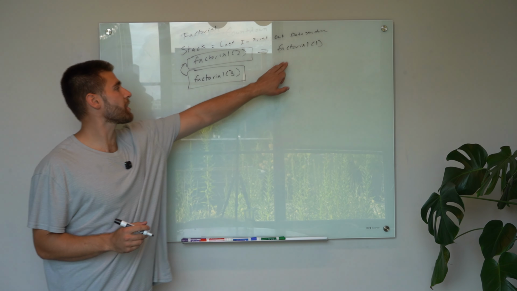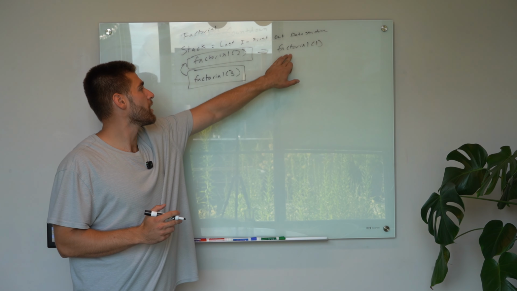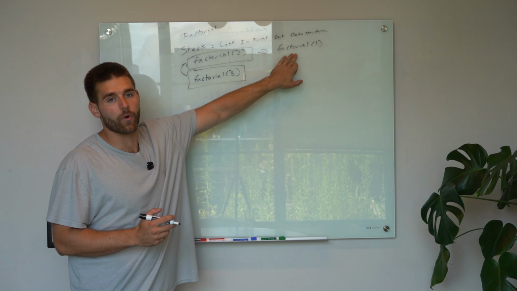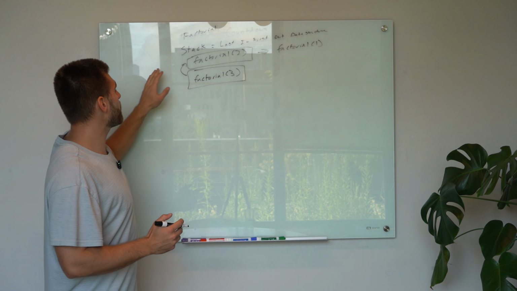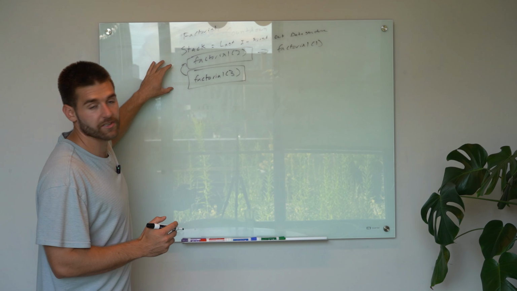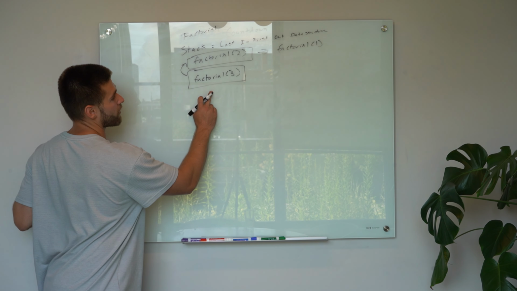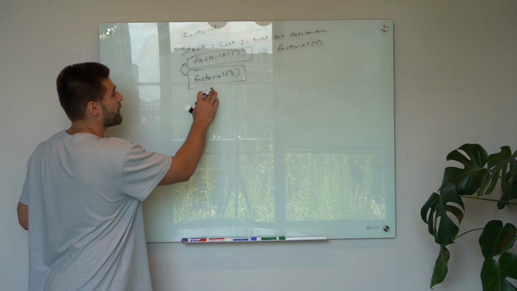However, because 1 is our base case, as we defined before, if we have a factorial of 1, that returns 1. That's our base case. We don't push factorial of 1 onto our stack. So if we start with factorial 3, it'll be the first item pushed to the stack.